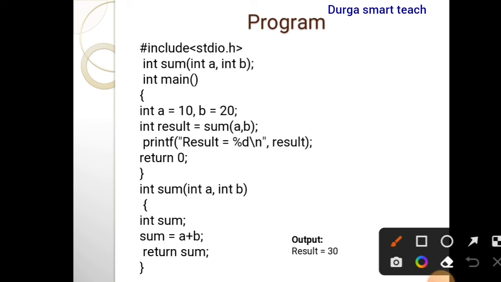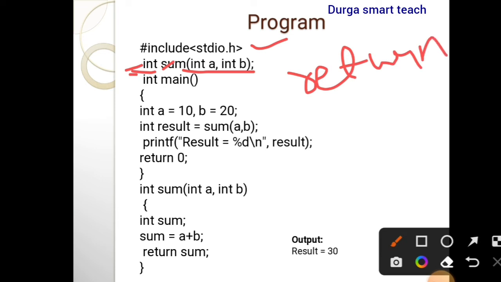See this program. #include <stdio.h> we are including. Next, int sum(int a, int b). Here int is a return type; I will discuss these terms in the function declaration topic. Sum is a function name, so sum is a user-defined function. Int a, int b are known as parameters. Next, int main. Main is a function, so program execution starts from main.